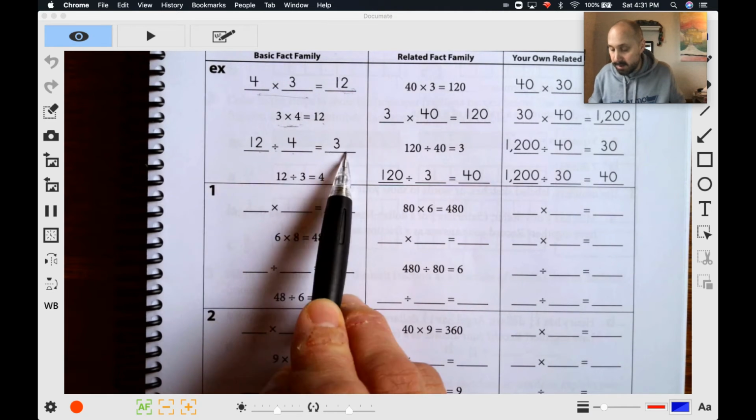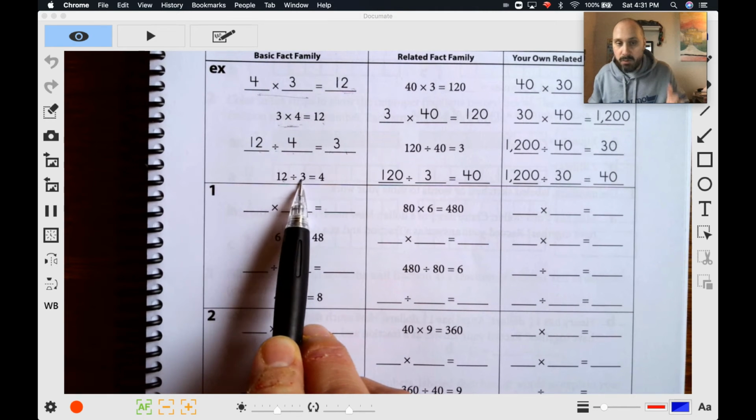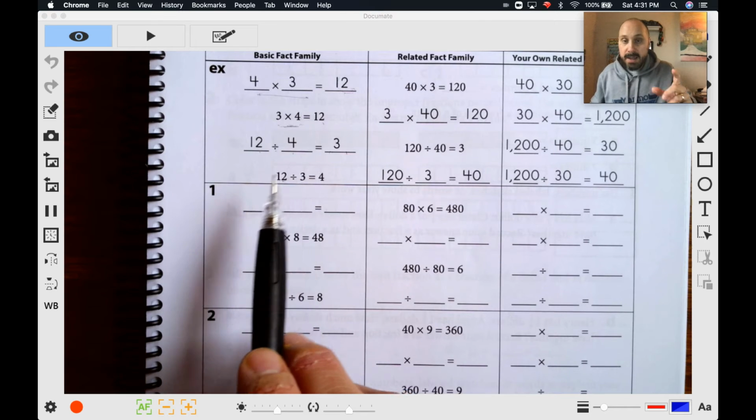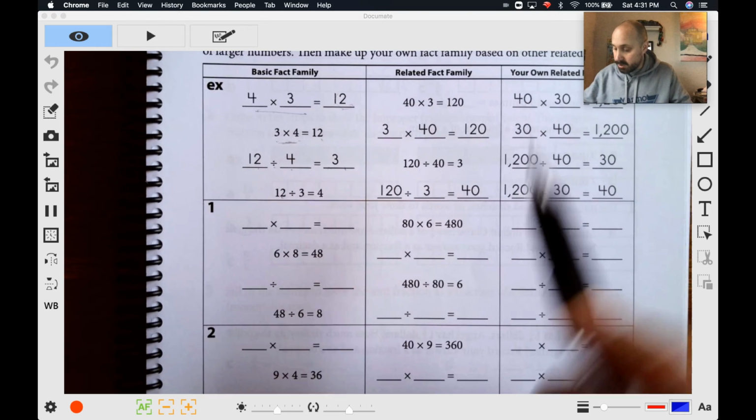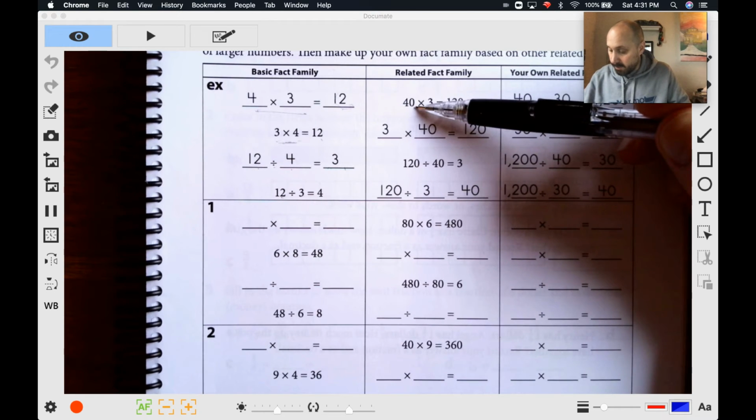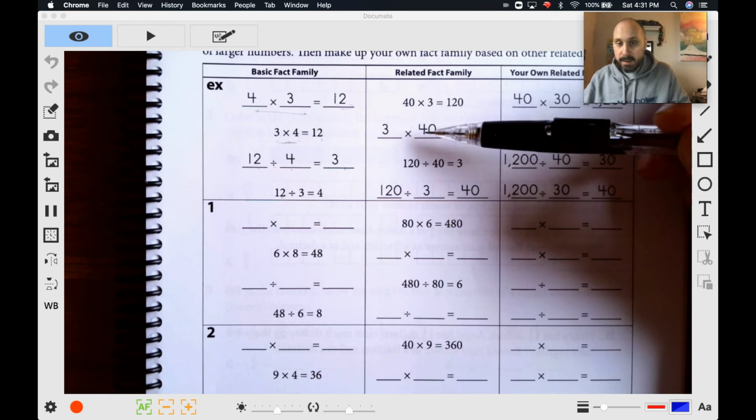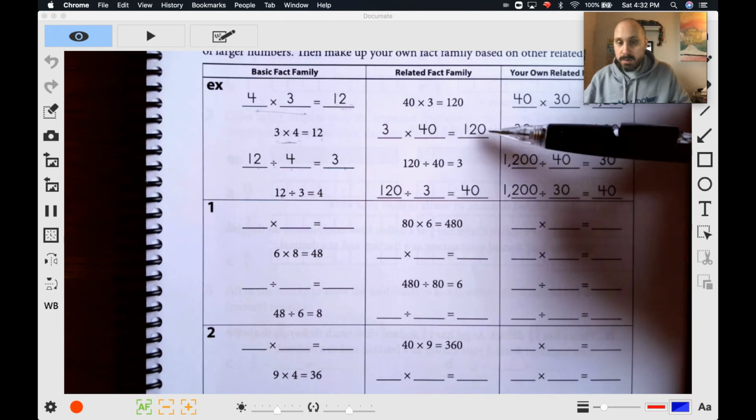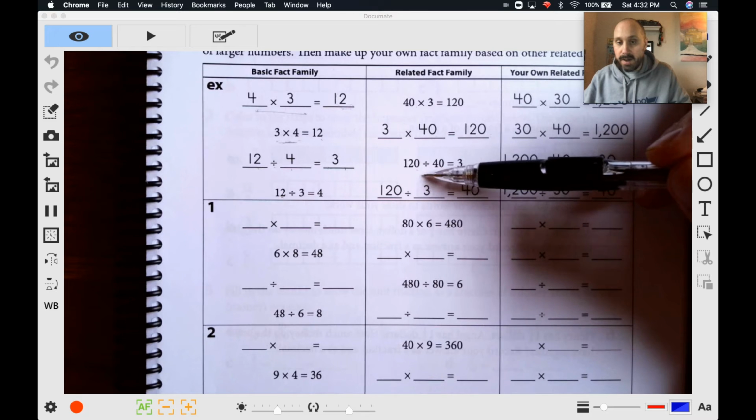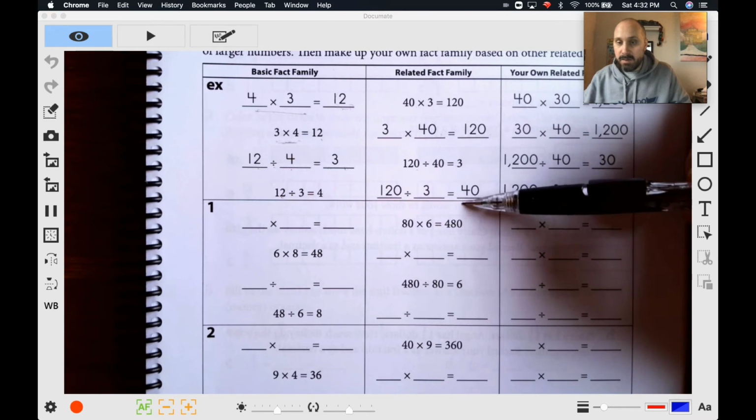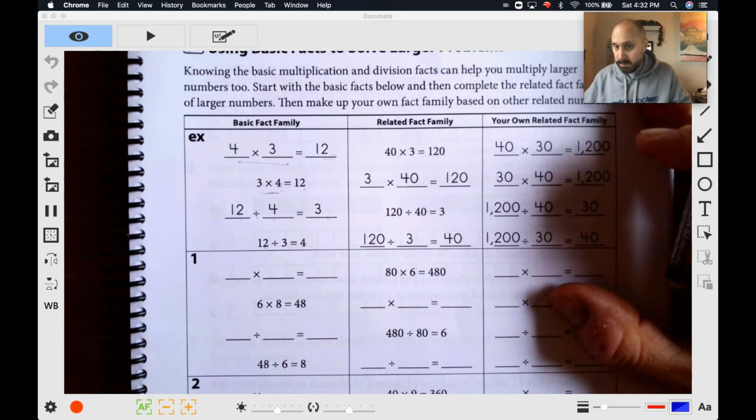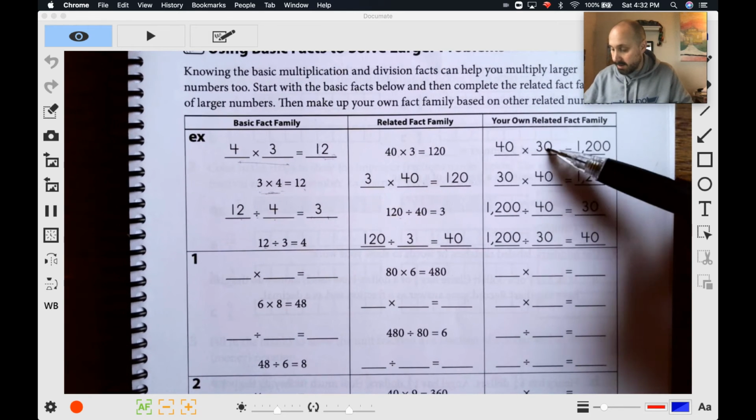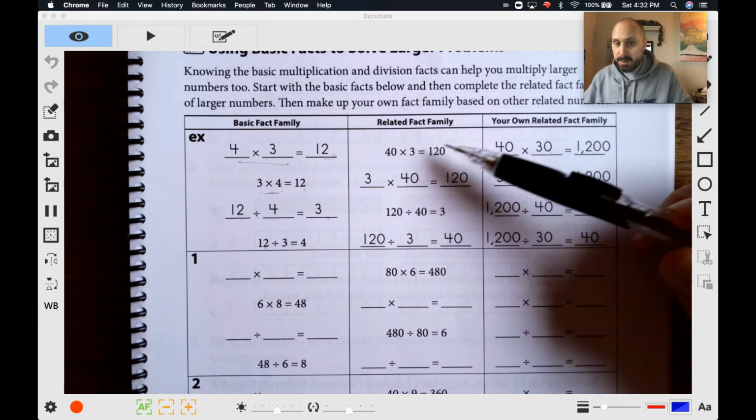12 divided by 4 is 3. Same thing here, 12 divided by 3 is 4. So we're just flipping those numbers. And then the related fact family is we're just, instead of the 4, we are multiplying by 40, keeping the 3 there as well. 3 times 40 equals 120. So we're using that 120 divided by 40 gives us 3, and 120 divided by 3 gives us 40. And then what they did when they made up their own is they added a 0 onto the 3.